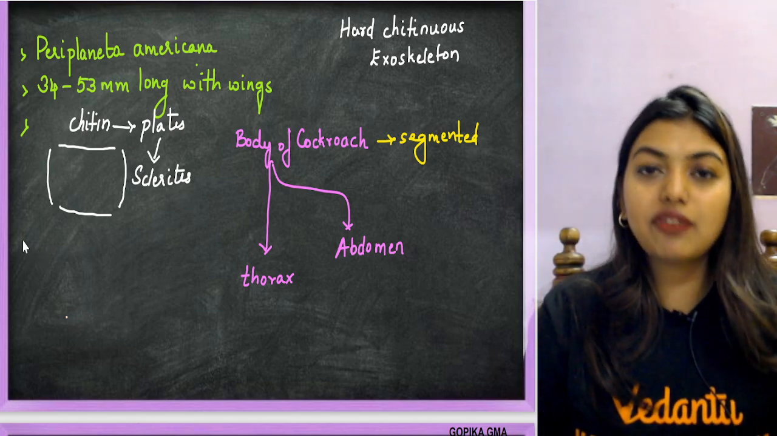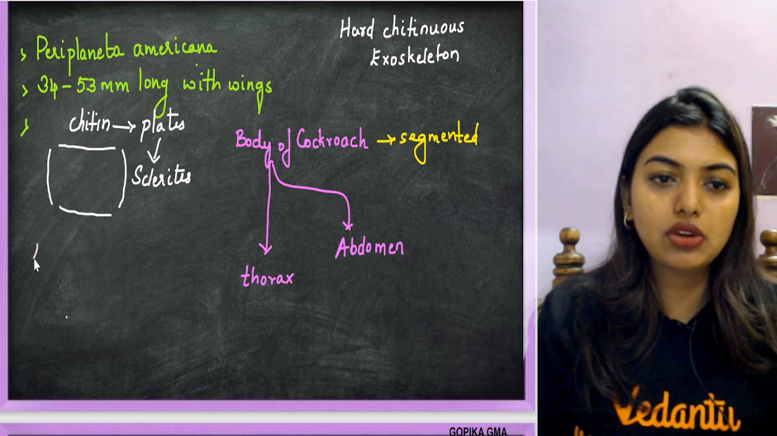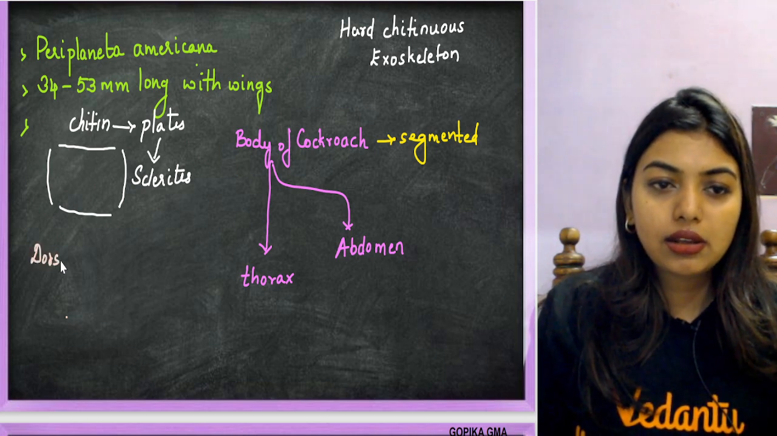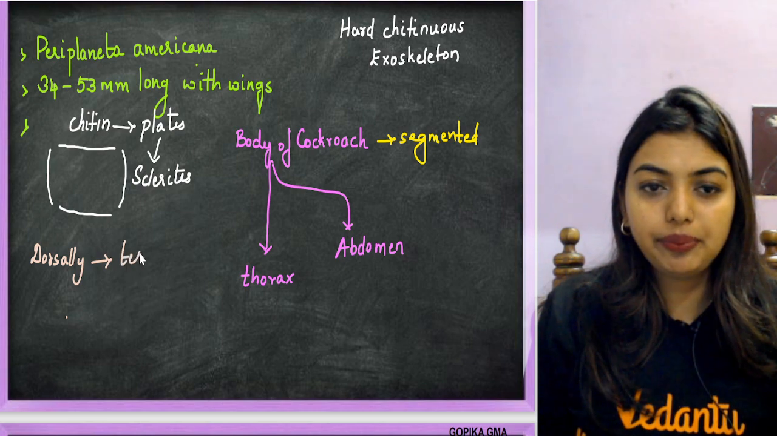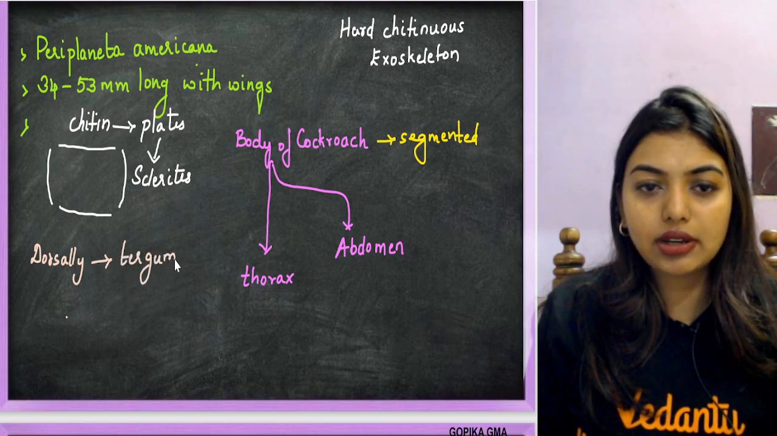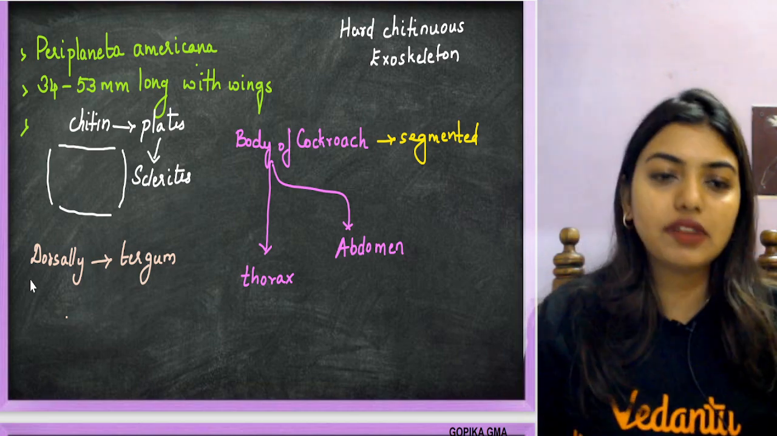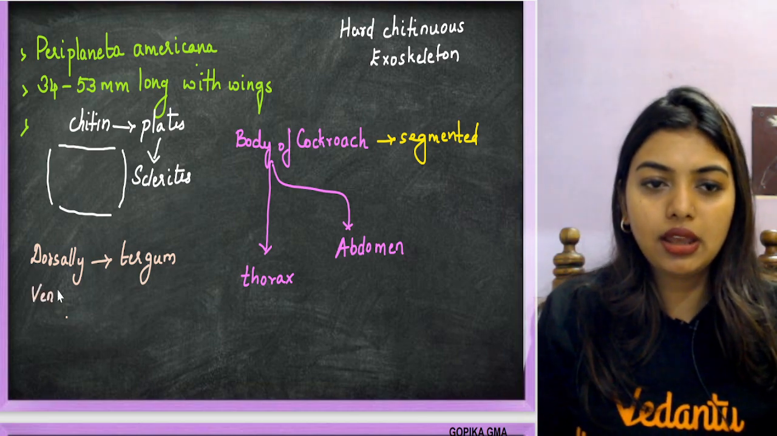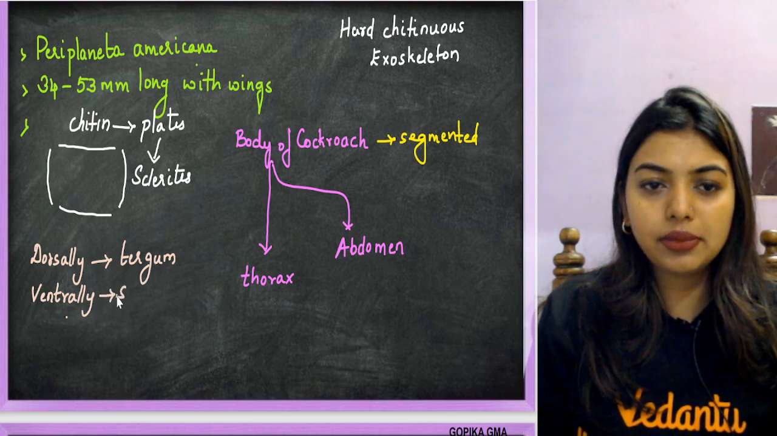These plates are called sclerites. They have been covered dorsally, so back side. Dorsally means the one that is facing the environment. So dorsally it is going to be called as tergum, or you can say tergites. Now students, ventrally for us, who is there? Sternum is there. So ventrally you have sternum, that is how you'll remember.